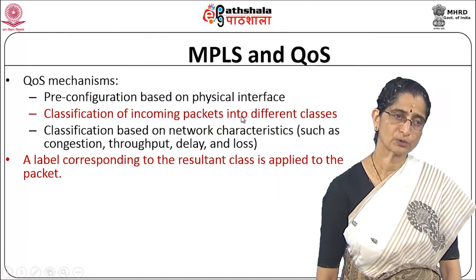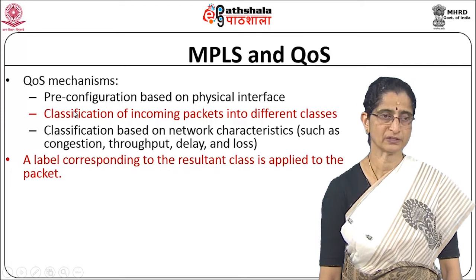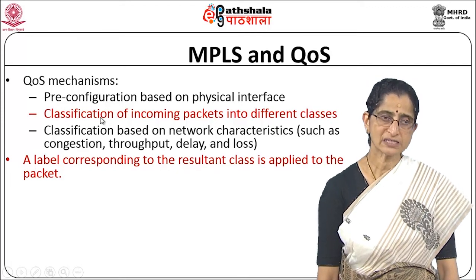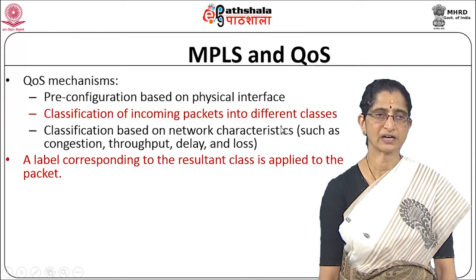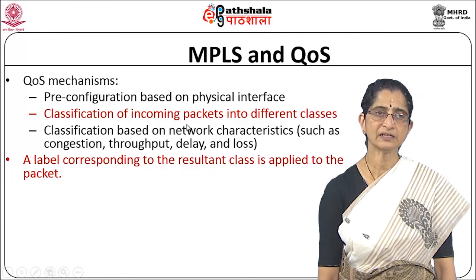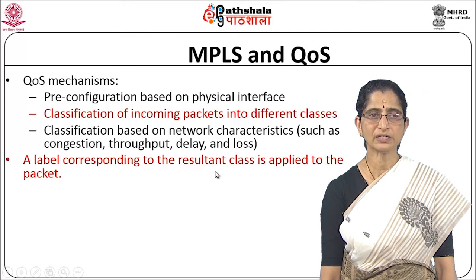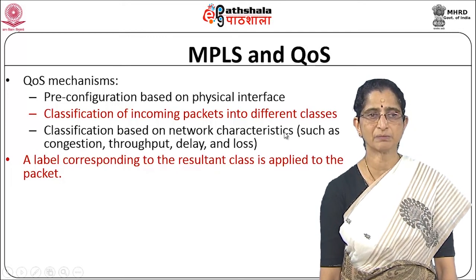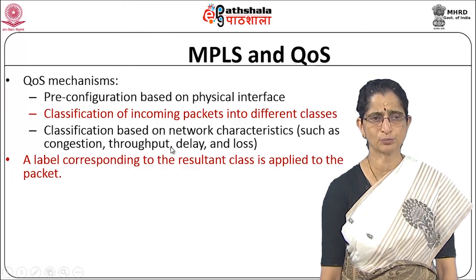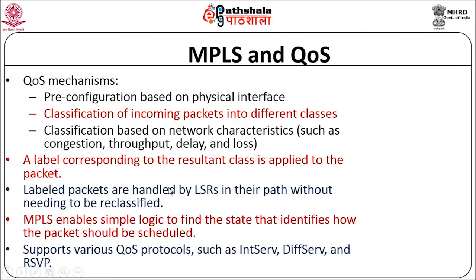And in order to support quality of service, a number of things can be done. You can classify the incoming packets into different classes, and this can be done at the ingress routers. So, you can assign a label corresponding to the resultant class. The classification can be made on various characteristics. You could use congestion, throughput, delay, loss, whatever. The labeled packets are handled by LSRs in their path without needing to be reclassified. So, all classification is done at the edge router, with no classification at the intermediate routers; they just keep forwarding it.